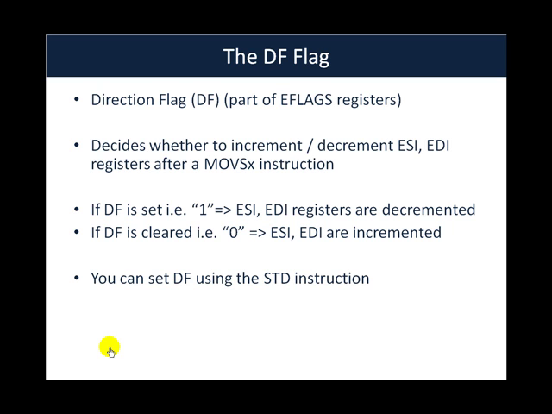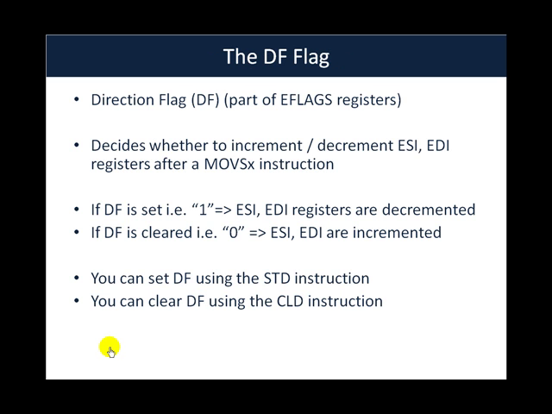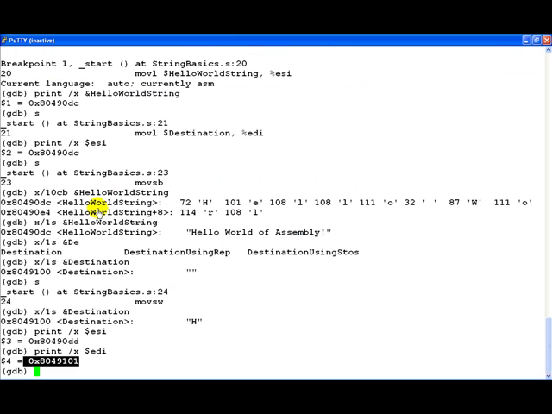Now one can set the DF flag by using the STD instruction, which is basically the set DF flag, and it can be cleared by using the CLD instruction, which is clear direction flag. Okay. So with this background, let's now look at what is the value of DF in the previous example which we were looking at. In order to do that, we simply do info registers.